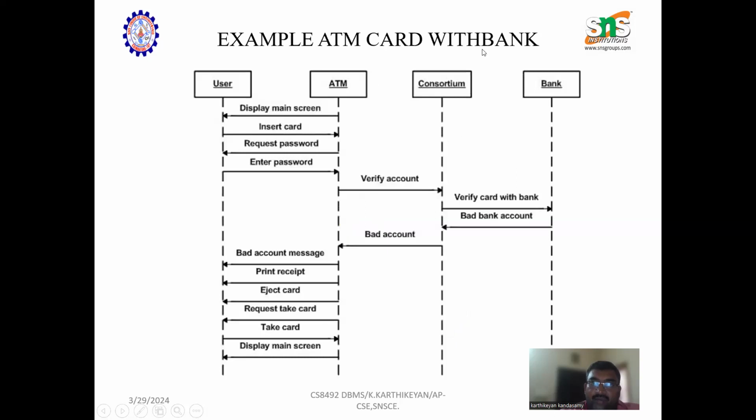This is one example: an ATM card with the bank. The first user interacts with the ATM process, consortium and bank, and the main menu is displayed. Suppose I am the user and I insert the card into the machine. First, it verifies the details, requests the password, I enter the password, and it verifies the account and the card with the bank. If the PIN number is right, okay. If the PIN number is wrong, the bank returns a message with the bank account detail. Print the receipt, eject the card, request to take the card, and display the main screen.